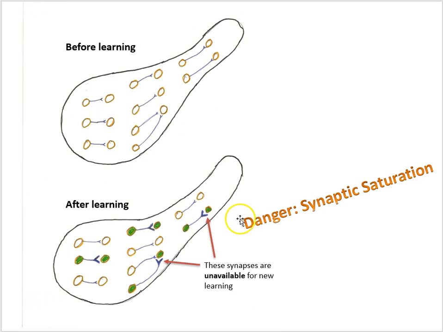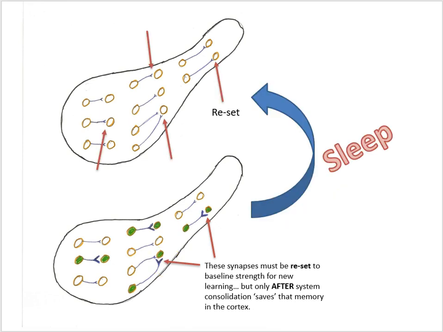And we called this a sort of a danger of synaptic saturation. Those synapses involved in learning are unavailable for new learning. So sleep is going to weaken synapses in the hippocampus so they can be reset and then sustain new learning.